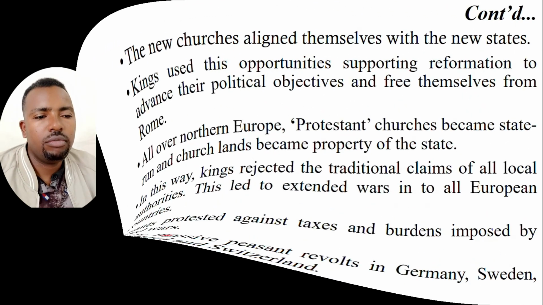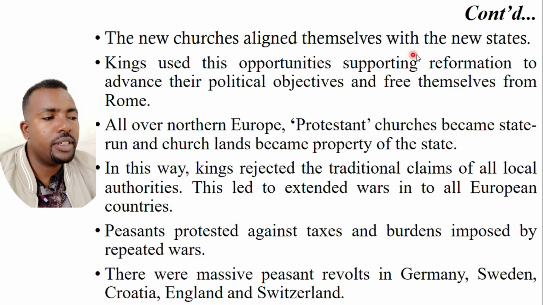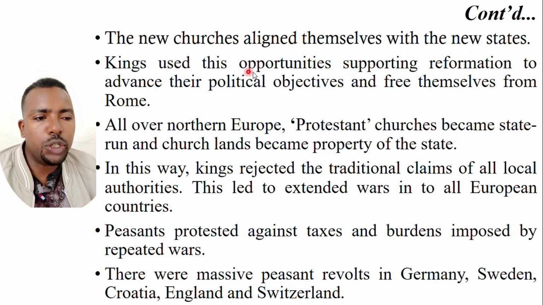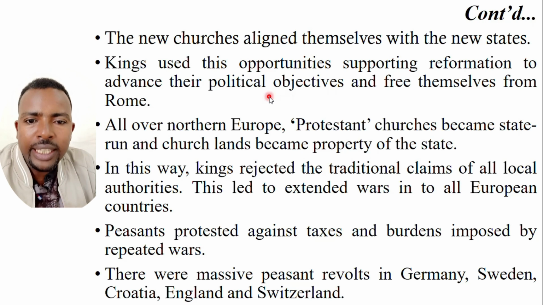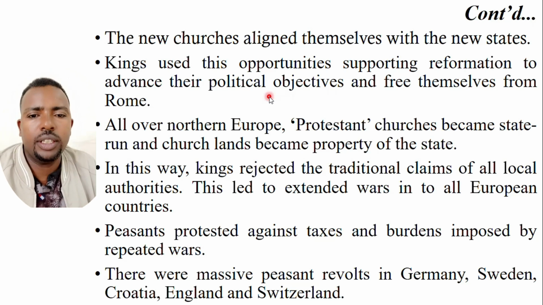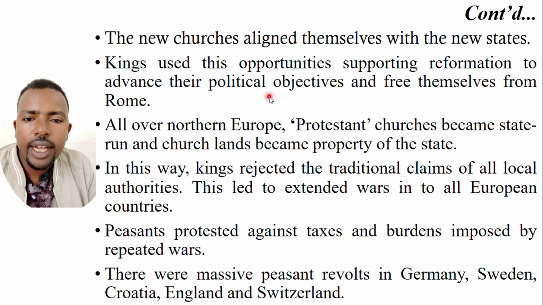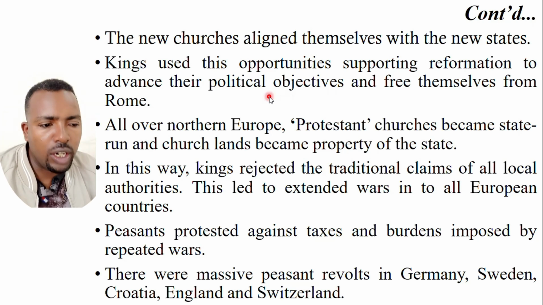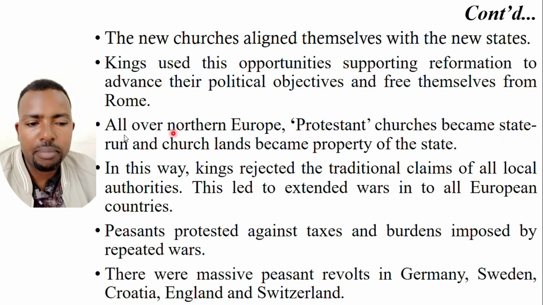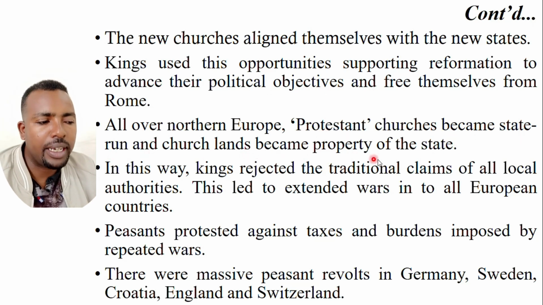The new churches then aligned themselves with the new states. Kings used this opportunity, supporting reformation to advance their political objectives and also free themselves from Rome, the Roman Empire. They wanted to free themselves from the orders of the Roman Empire, and they came together. States organized along religious denominations. All over northern Europe, Protestant churches became state-run, and church lands became property of the state.